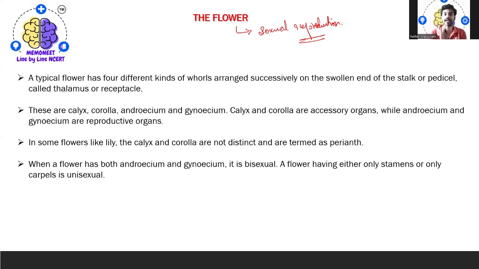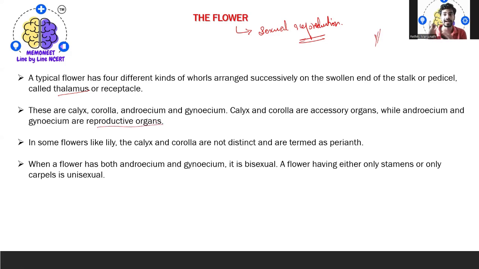Typically there are four different kinds of floral arrangements successively on the swollen end of the stalk. For example, if there is a stalk, successively at that end of the stalk we will be seeing the parts of the flower. That end is called the thalamus. Now, these are calyx, corolla, androecium and gynoecium. Calyx and corolla are accessory organs, while androecium and gynoecium are the reproductive organs.